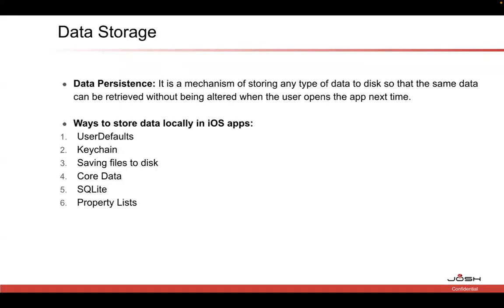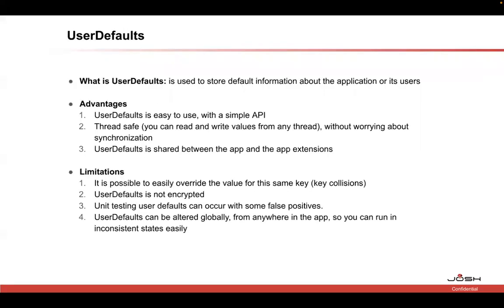Before starting with data storage, what is data persistence? It's a mechanism of storing any type of data to the disk, so that we can retrieve that data whenever we want to access it. These are the different ways we can store the data locally, and we will cover user defaults first.